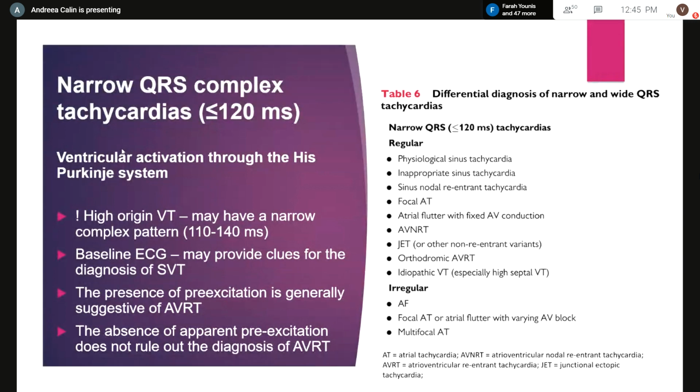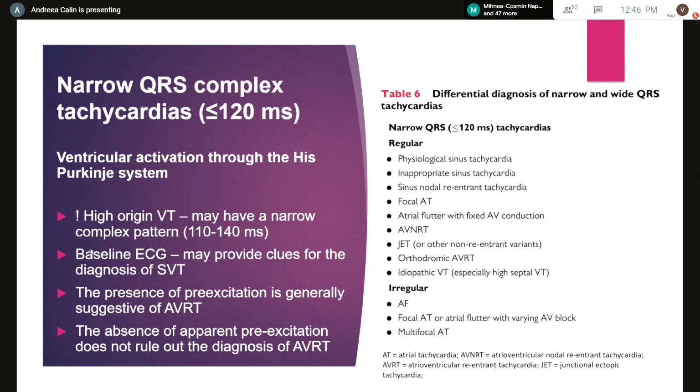So the differential diagnosis of narrow and wide QRS tachycardias is very broad. There's a broad spectrum of arrhythmias that are included here. In the narrow QRS complex tachycardia, when the complex is below 120, we can say that the ventricular activation is made through the His-Purkinje system, although there are some ventricular tachycardias with a high origin that may have a narrow complex pattern, but they are very rare.